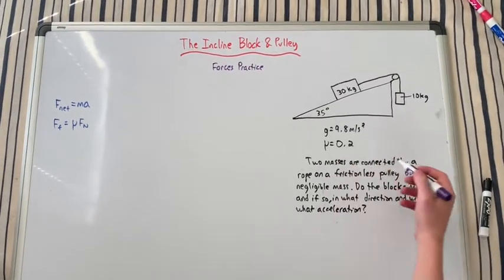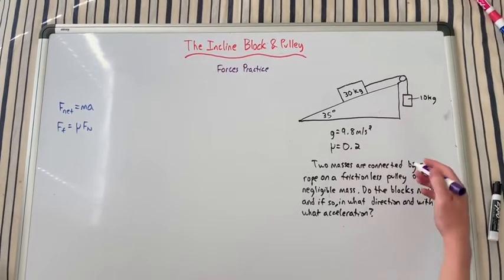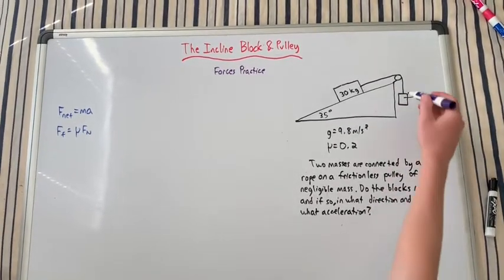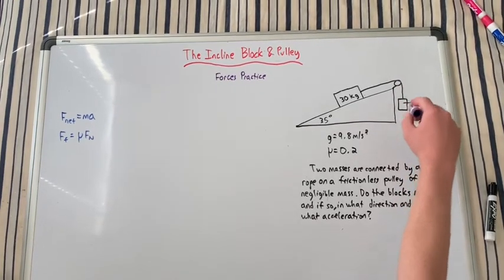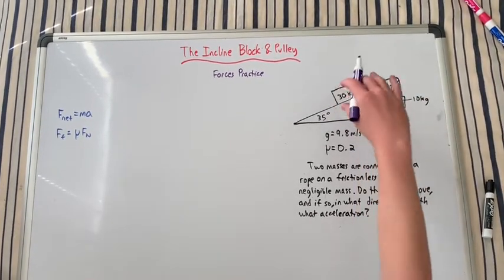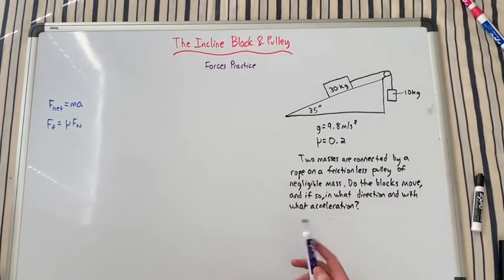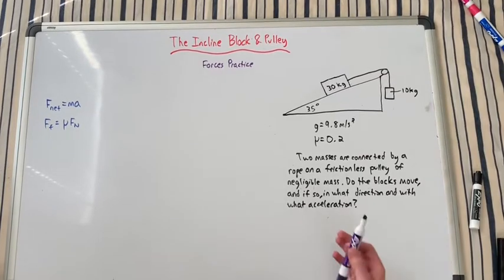We have two masses that are connected by a rope on a frictionless pulley of negligible mass, okay? So one of these masses is essentially hanging off the side of the ramp, and one of them is sitting on the ramp. And now the question is asking, do the blocks move? And if so, in what direction and with what acceleration?